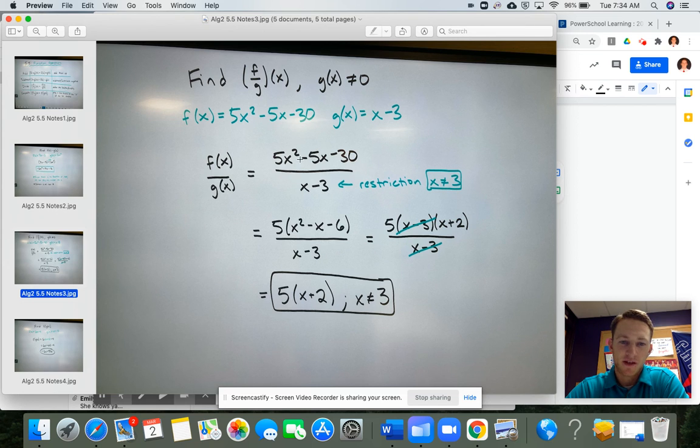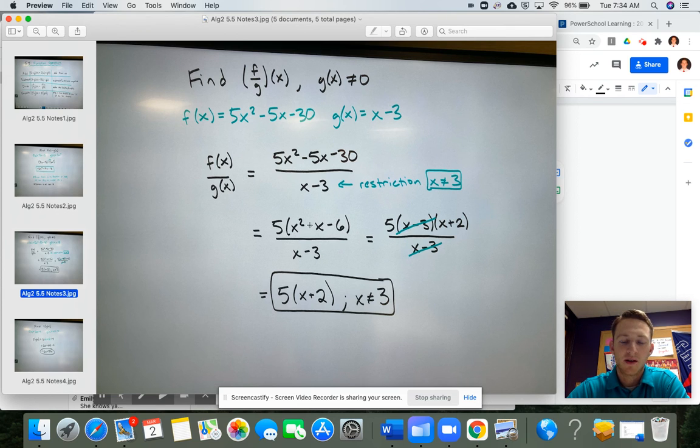Let's factor out the top. So what do 5x squared, 5x, and 30 all have in common? 5 goes into each of these numbers. So we're going to pull out a 5. And what's left over? X squared, because 5x squared, minus x, because minus 5x, and then minus 6, because 5 times negative 6 is negative 30.